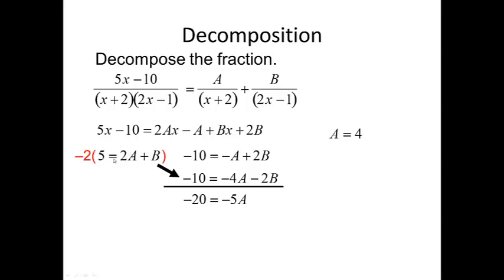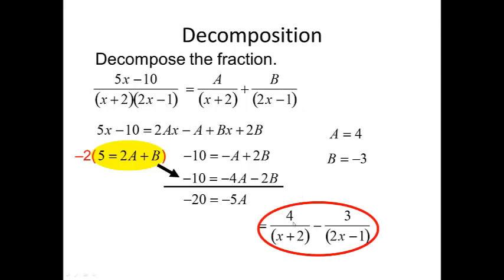Putting that back in this equation over here. 2 times 4 is 8. Subtract 8 from both sides. I get B is equal to negative 3. Putting these back up here, I get 4 over x plus 2 and negative 3 over 2x minus 1.